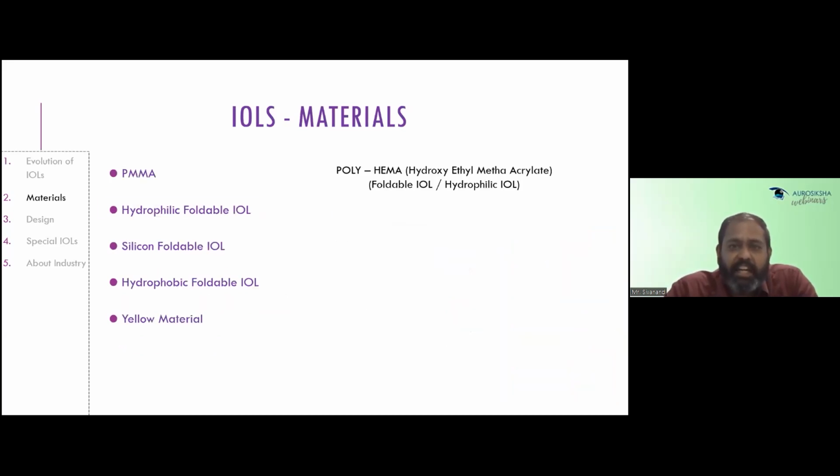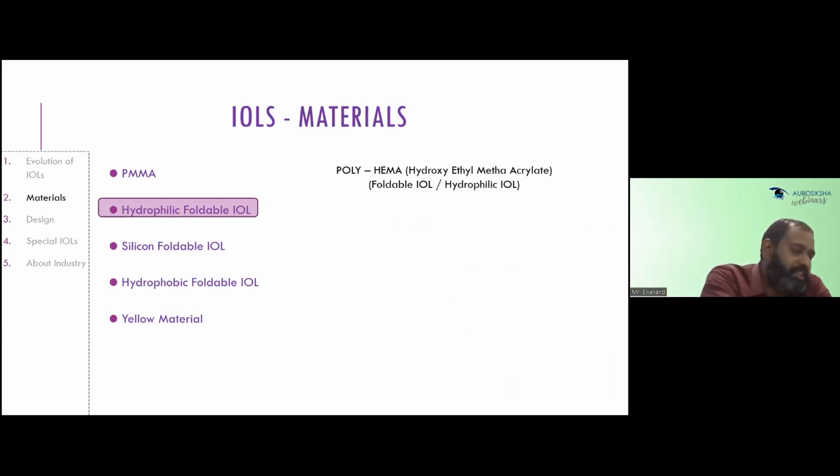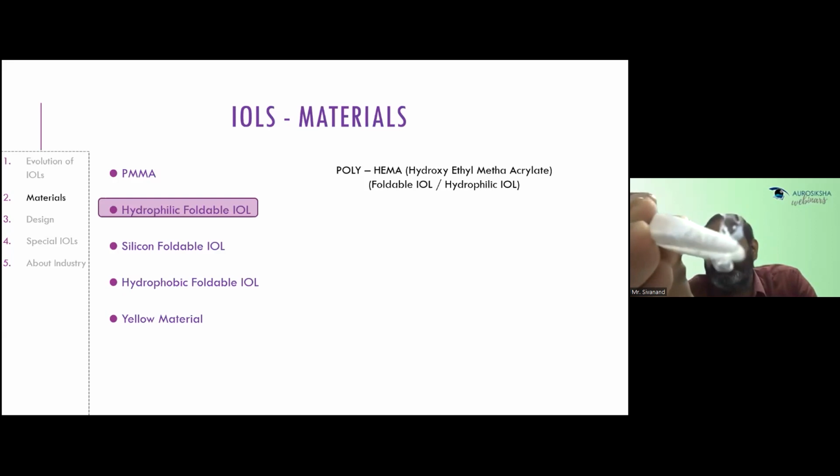So next is the hydrophilic foldable lenses, which is made from the material called hydroxyethyl methacrylate. So this is also a plastic polymer, and this is called a foldable lens. Okay, so this lens can be folded. Is the lens visible? Yeah, see. I have folded it between the forceps.